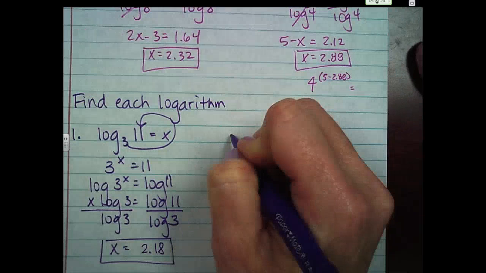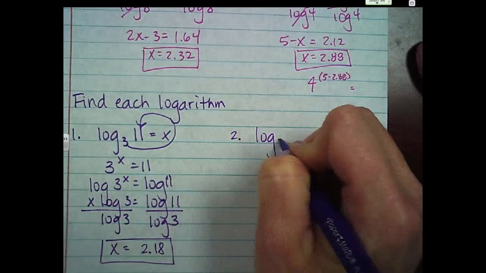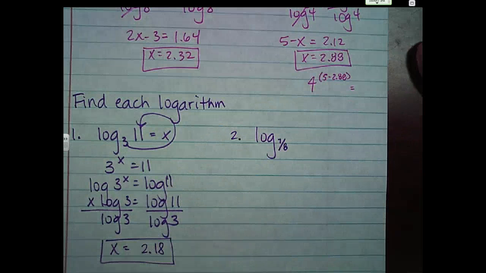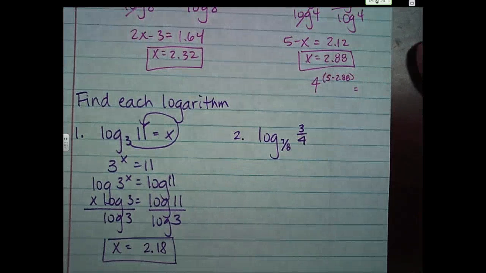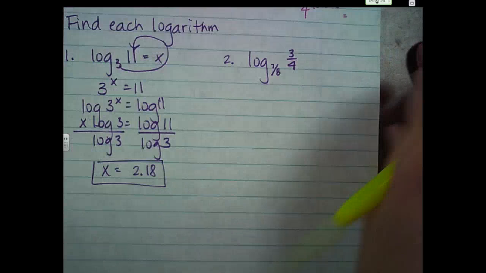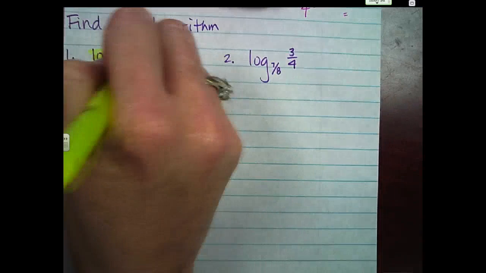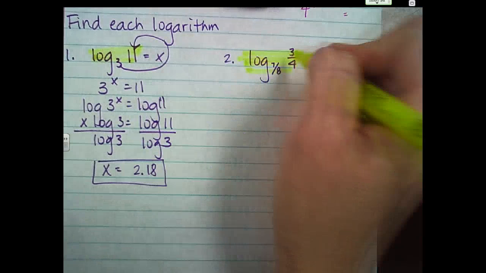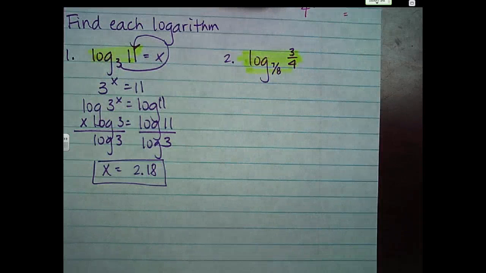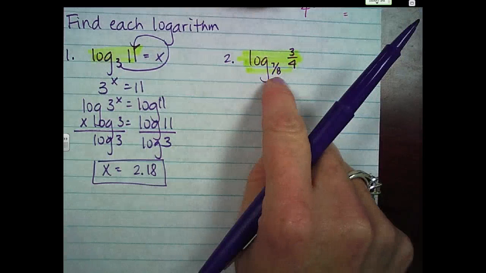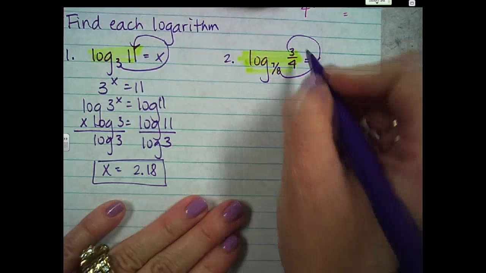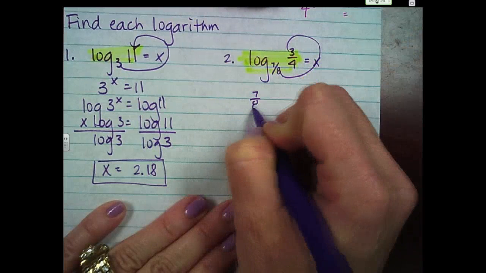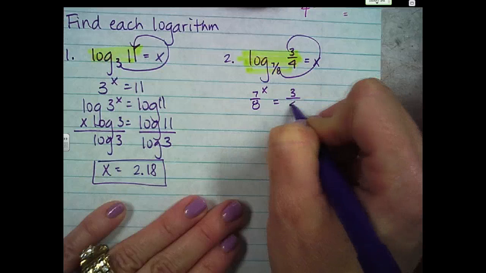Okay? Here's another one. Log base 7/8 of 3/4. Got a fraction. We haven't had that really. I don't know the exponent from 7/8 to 3/4. So set it equal to x. So 7/8 to some power equals 3/4.